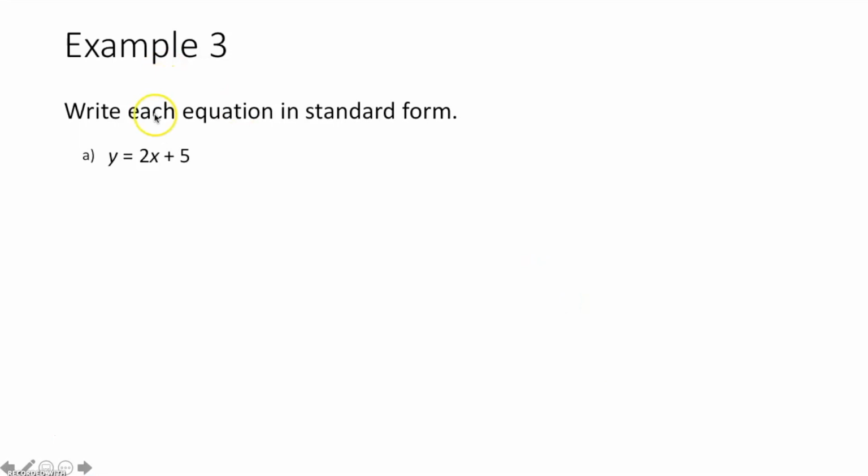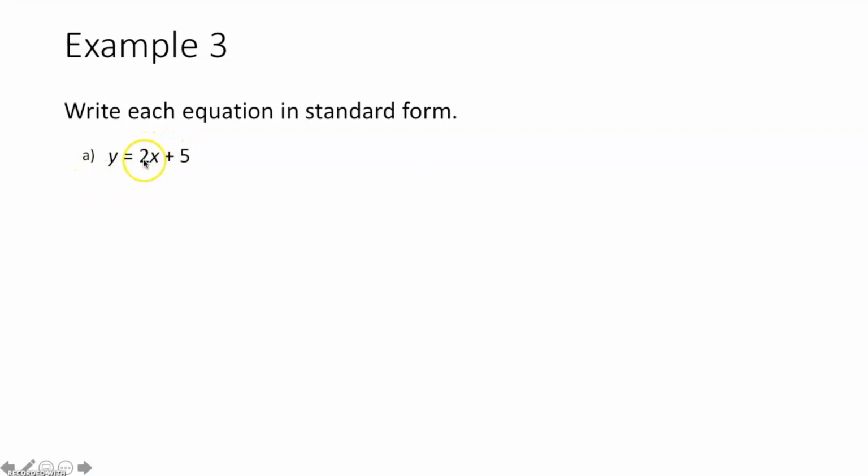Now example 3 says write each equation in standard form. So here we have y equals 2x plus 5. We have y equals mx plus b. This is slope-intercept form where it gives you the slope 2 and the y-intercept of 5. To get it into standard form, which is ax plus by equals c, I need to move this x term to the other side of the equation.